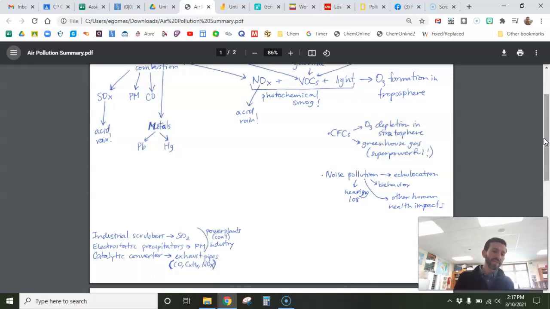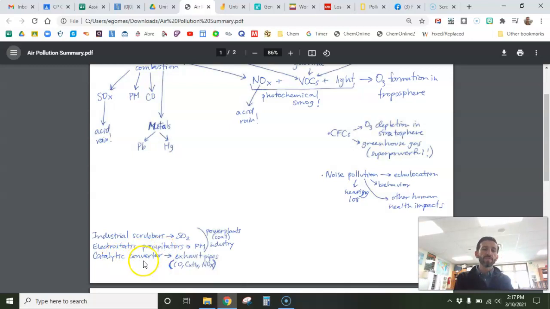Now, a couple of things to mitigate this, and we'll talk more as well in the next video about indoor pollution. But industrial scrubbers, okay, so those are put in factories to reduce the amount of SO2. Electrostatic precipitators, okay, basically these are things that use electricity to precipitate the particulate matter out of the air that's coming out of the exhaust pipes of the industry, so to speak, the smokestacks basically, okay?